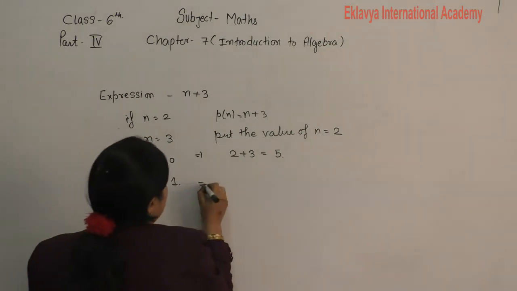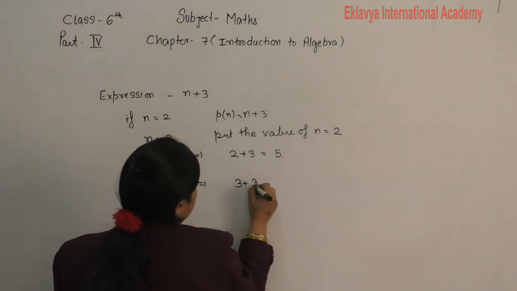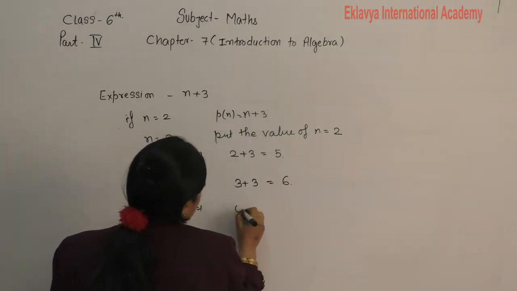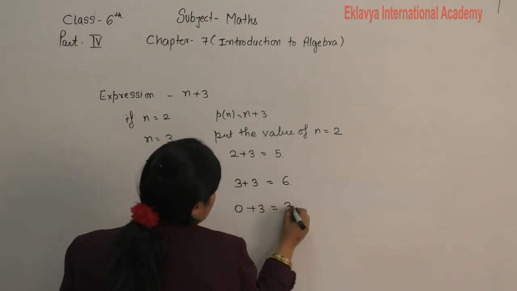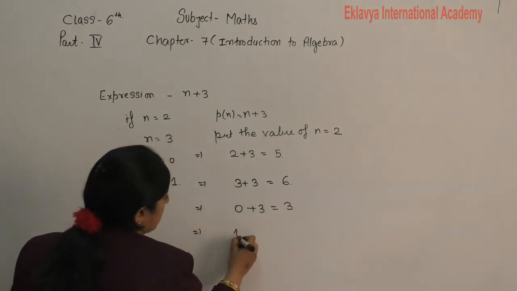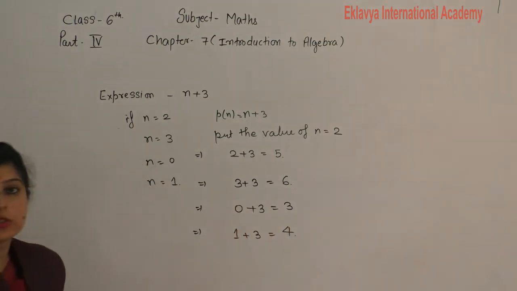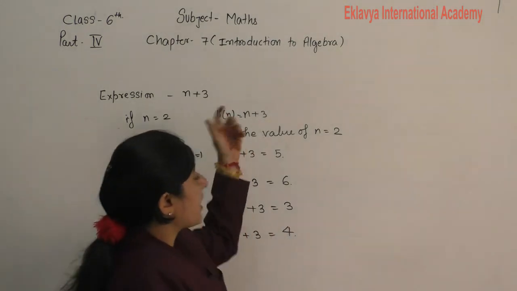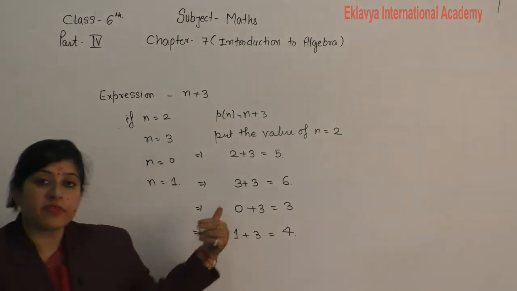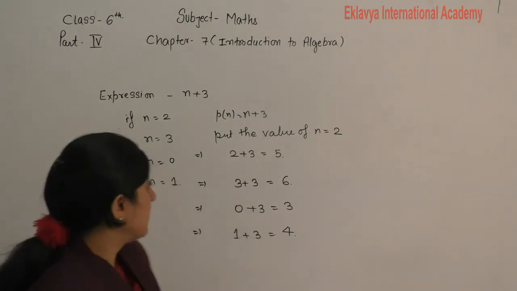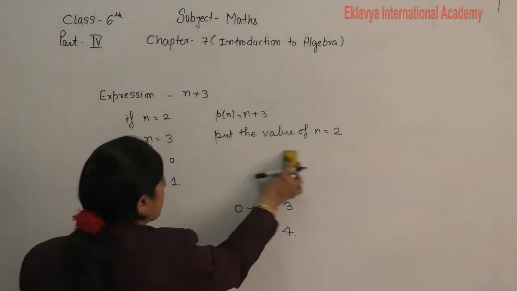Similarly, n is equal to 3, then 3 plus 3 is equal to 6. n is equal to 0, then 0 plus 3 is equal to 3. n is equal to 1, then 1 plus 3 is equal to 4. So, directly put the value of n in it and then find the value of the algebraic expression. See another example, another question.